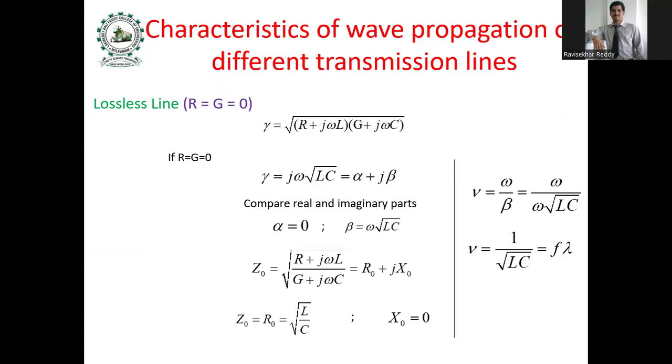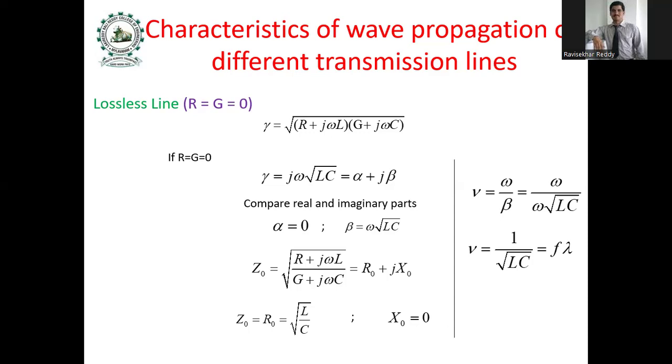Now, characteristic impedance Z0 equal to square root of (R plus j omega L) by (G plus j omega C). So substitute R equal to G equal to 0, then Z0 equal to square root of L by C. So here Z0 is purely real for lossless line.